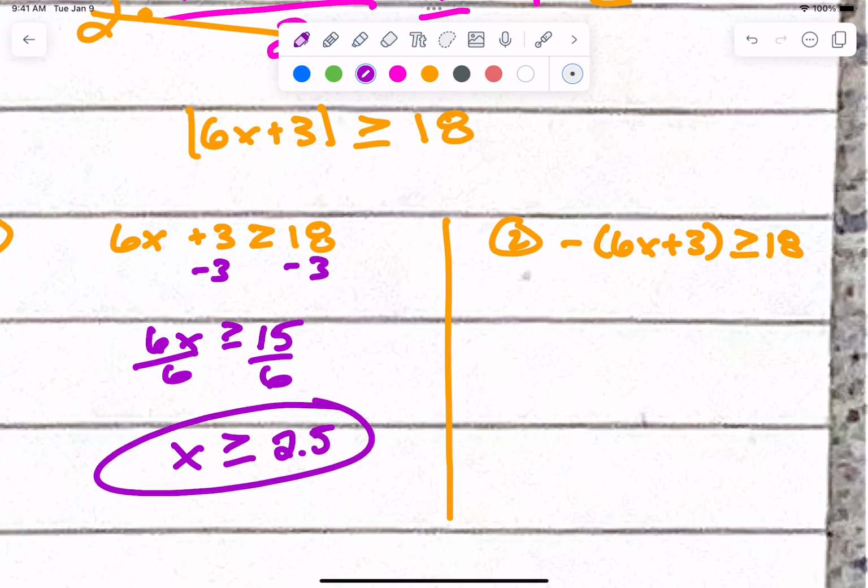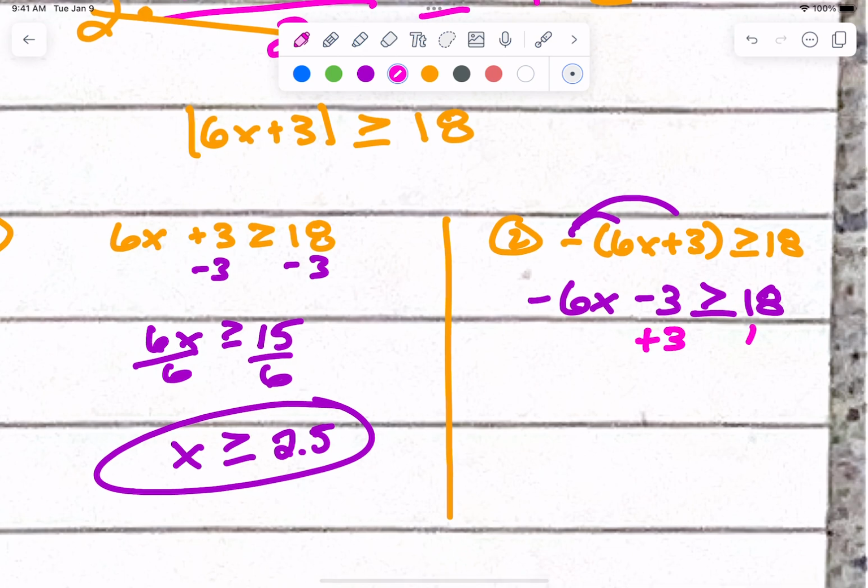I don't care. Okay, number 2. What would you like to do first? Do you want to distribute the negative or divide the negative over? You want to distribute the negative? Sure. Just like we did before. Negative 6x minus 3. Do I need to flip the sign? No. Not yet, right? Okay, then what? Add the 3. Okay. Negative 6x greater than or equal to 21.